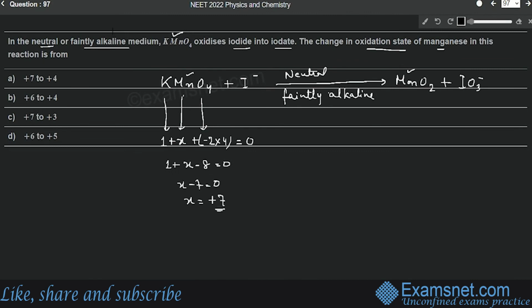So the oxidation state of manganese in the reactant is +7. Here, suppose manganese has oxidation state y, and oxygen we know is -2. So 2 oxygen atoms means -2 into 2, and the sum will be 0. So y minus 4 equals 0. What will be the value of y? It will be equal to +4. That means the oxidation state of manganese changes from +7 to +4. So option A will be the correct answer. Got it?